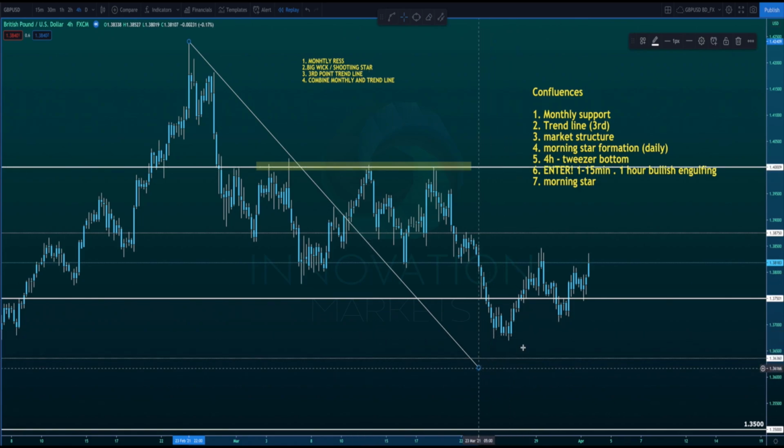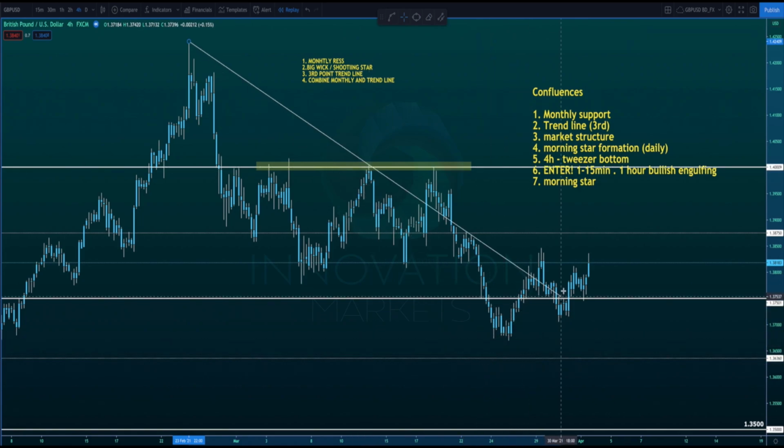Then we adjusted the trend line to this new point, and then you can see it's done the exact same thing again, more or less. It's had a fake out of the trend line and it's come up and made a lower high. And then here is where we can look at taking a trade.